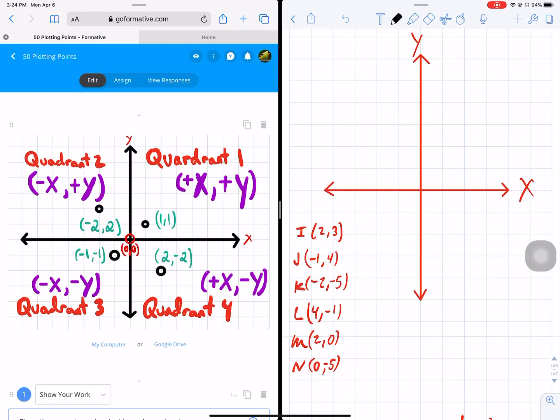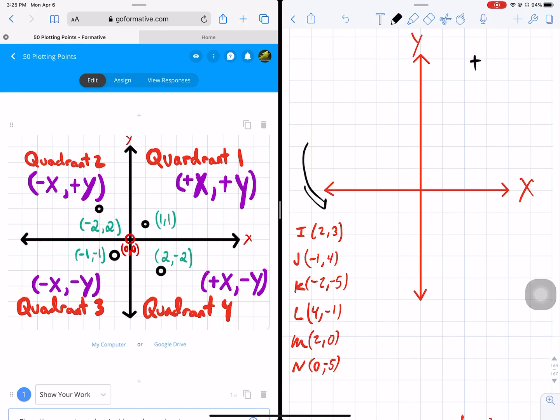Now we're going to place these letters on the coordinate grid. So from how we learned to count in the first one, we're going to place I at 2, 3. So we still do it the same way. We start in the middle at the origin, and it's positive 2, positive 3. So that's what I want you to pay attention to. Look at the signs. They're both positive, right?